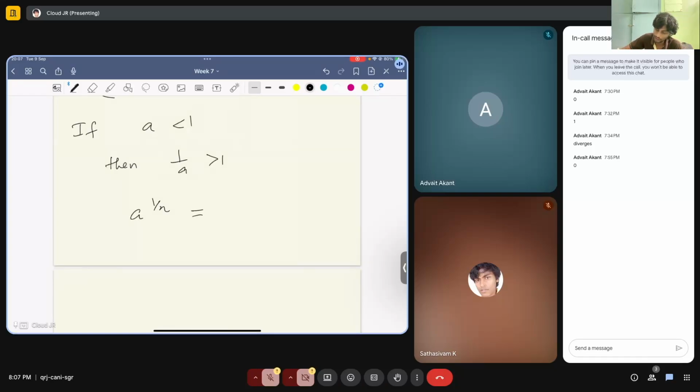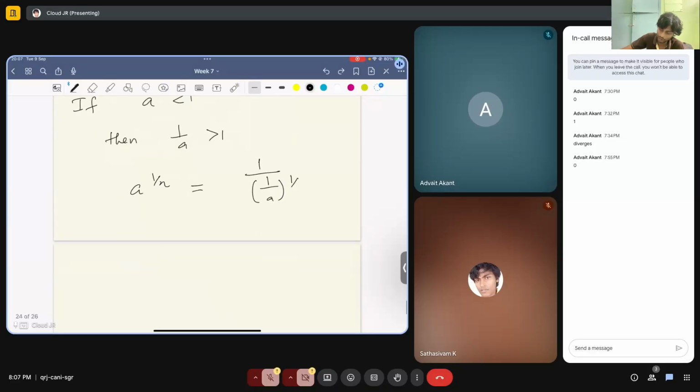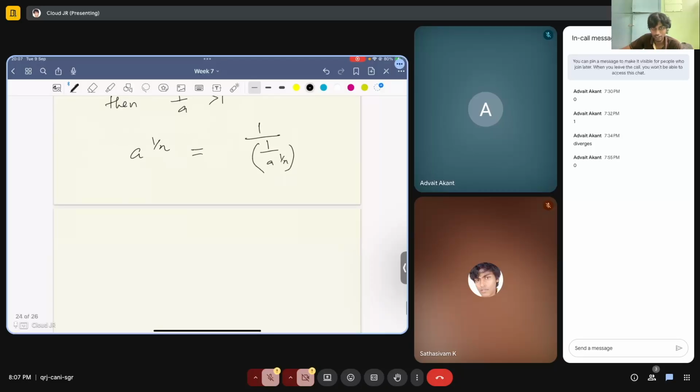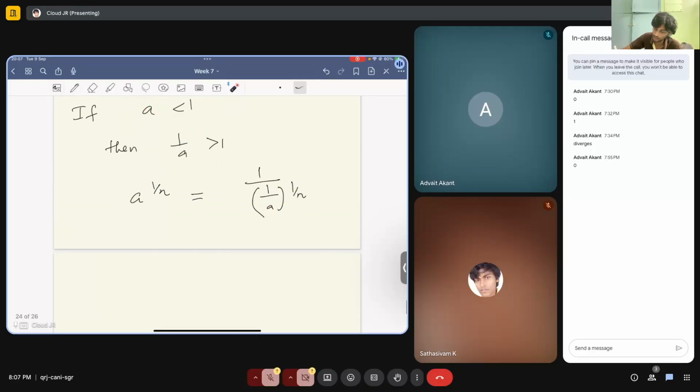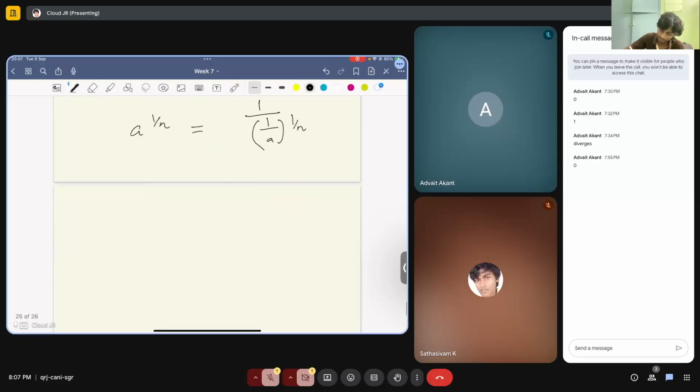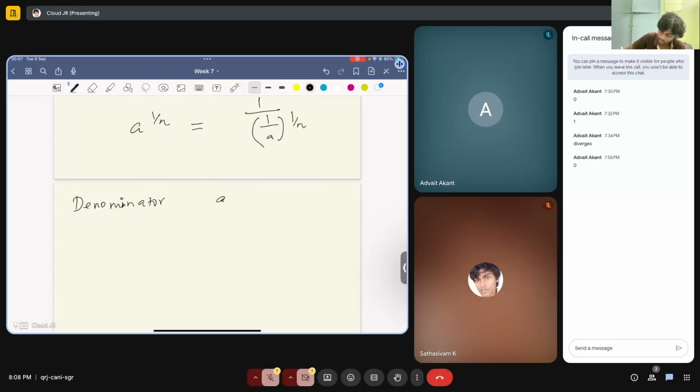But A to the power 1 by n I write a little differently. I write it as 1 by (1 by A) to the power 1 by n. It is the same thing, I'm just writing it a little differently. Since A is strictly less than 1, 1 by A is greater than 1, so you come to the previous case. If you look at the denominator, it tends to 1, not 0.